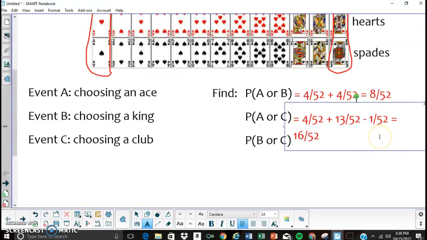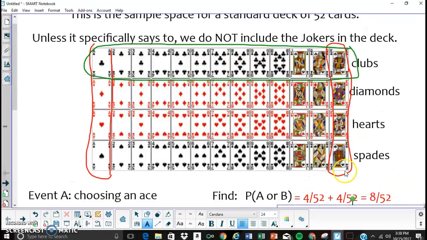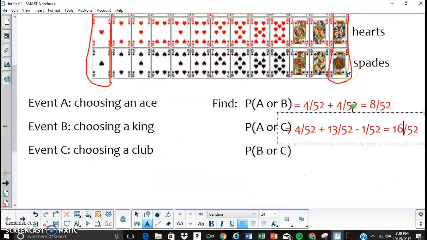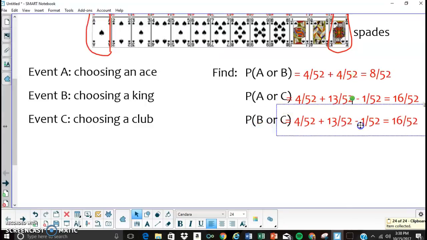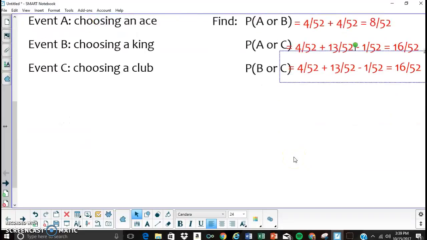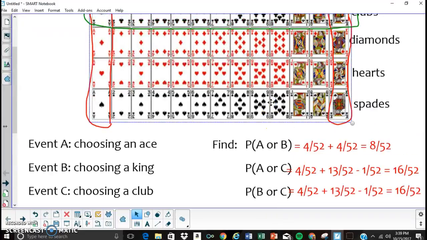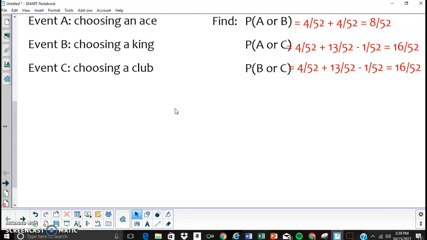So I get 16 out of 52 for that one. Same idea here. I've got 4 kings. I've got 13 clubs, but I've got the king of clubs, which is counted twice. So I end up with this very same thing as this one: 4 out of 52 kings, 13 out of 52 clubs, minus the 1 that they share. So there again is our addition rule that we want to make sure that we take care of.